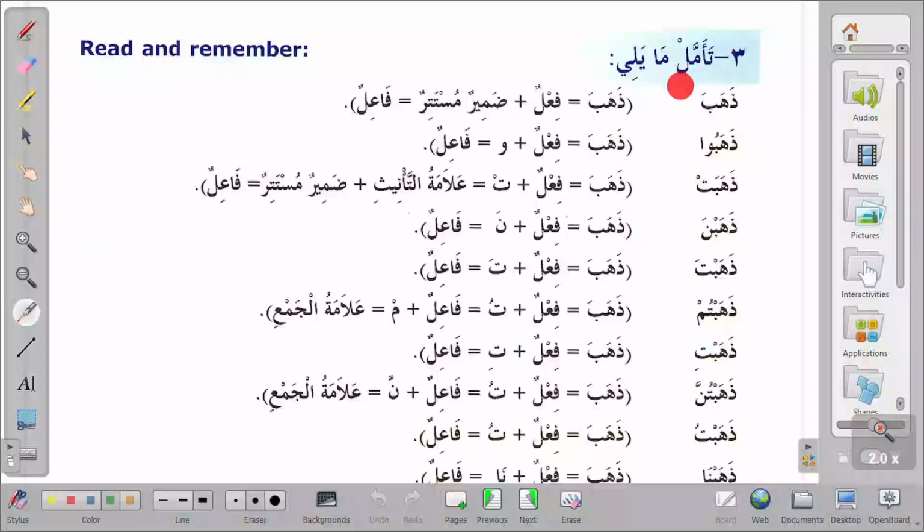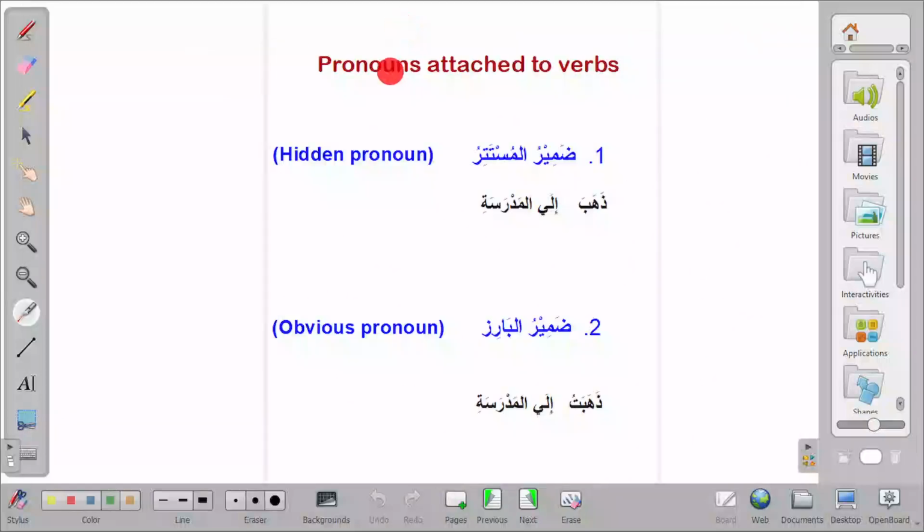So as you can see, ta'ammal ma yali. They are trying to explain certain things here, as you can see. But usually, I'll try to explain something before we come and read from here. So please observe. I hope you can see here: pronouns attached to verbs. We are looking at, as I said, a little bit of something new. Not necessarily new, just that it seems to be new.